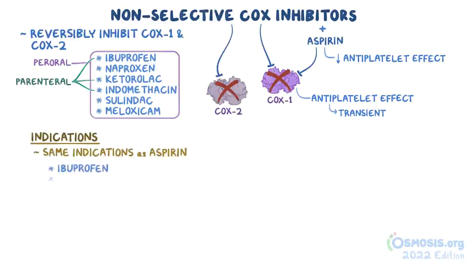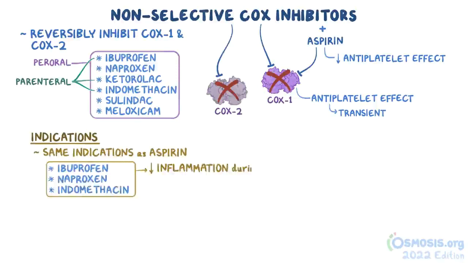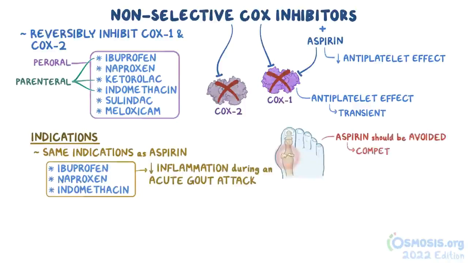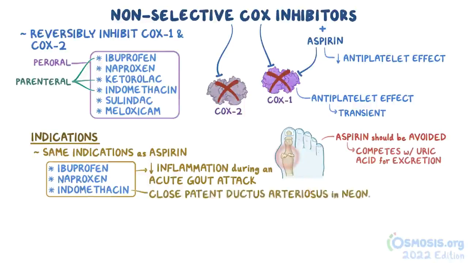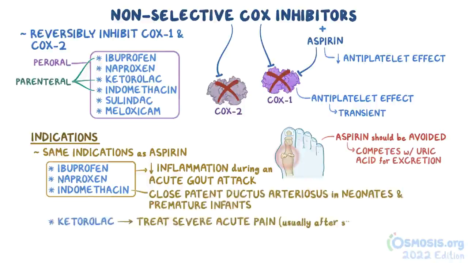However, ibuprofen, naproxen, and indomethacin are also used to reduce inflammation during an acute gout attack, where aspirin should be avoided since it competes with uric acid for excretion in the kidneys, which might worsen the symptoms of gout. Indomethacin is also used to close patent ductus arteriosus in neonates and premature infants, while ketorolac is used to treat severe acute pain, usually after surgery.